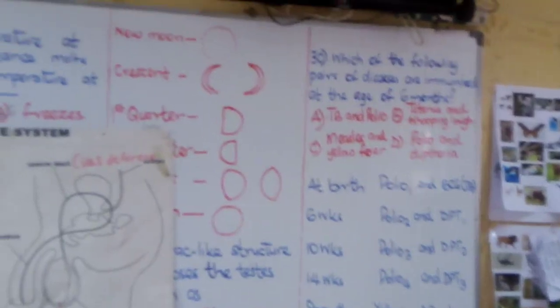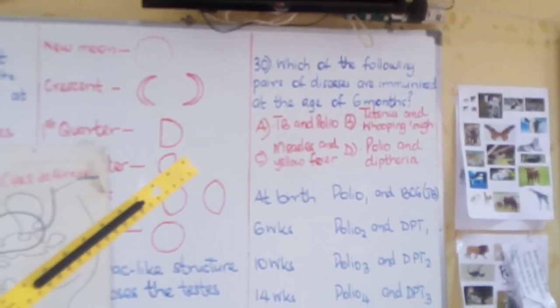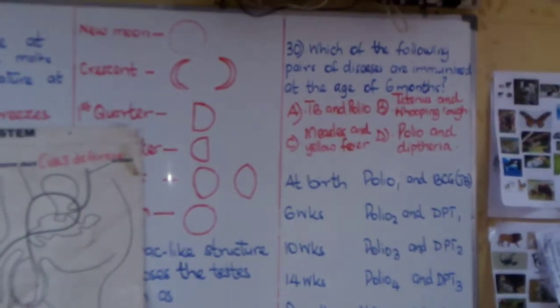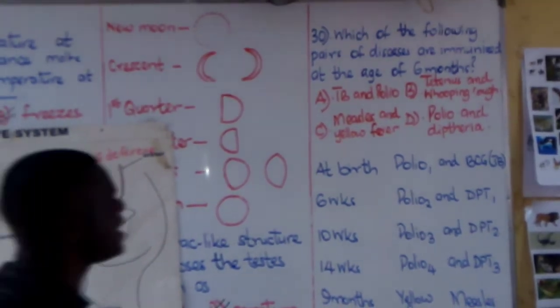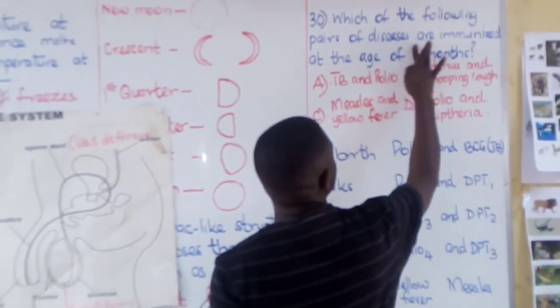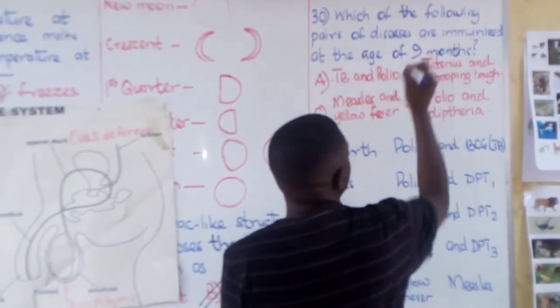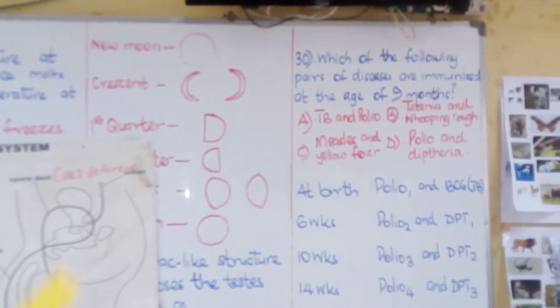Question number 30, and our last one today. Which of the following pairs of diseases are immunized at the age of 6 months? Is it 6 months? It's supposed to be 9 months. In the book, it's 9 months in the question. All right? At 9 months.